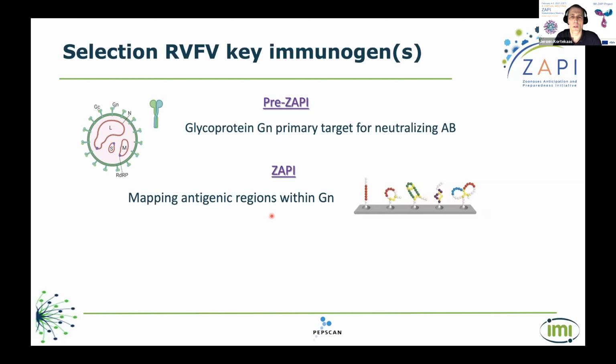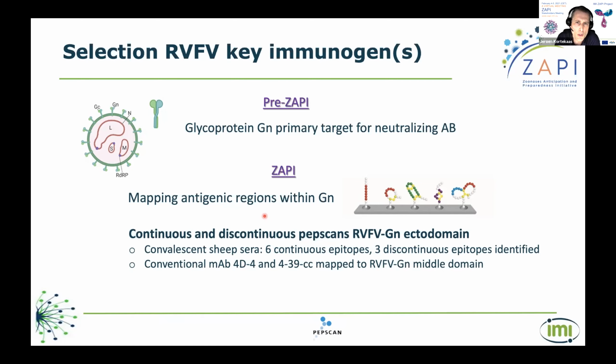And so what we did within ZAPI is we wanted to have a closer look at these domains, because as for Schmallenberg, we were aiming to produce as small a subdomain as possible, because in that way we could manufacture the protein in very high quantities for emergency application. And for this, we needed to find out what the key immunogens are within this GN protein.